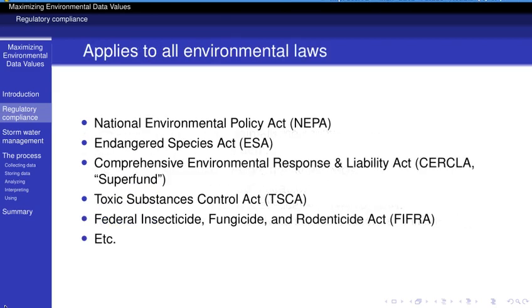As a side note, I need to mention that data, information, and knowledge apply to all environmental laws and not just the CWA. In all environmental regulatory situations, data are the key, the foundation upon which everything else is built.